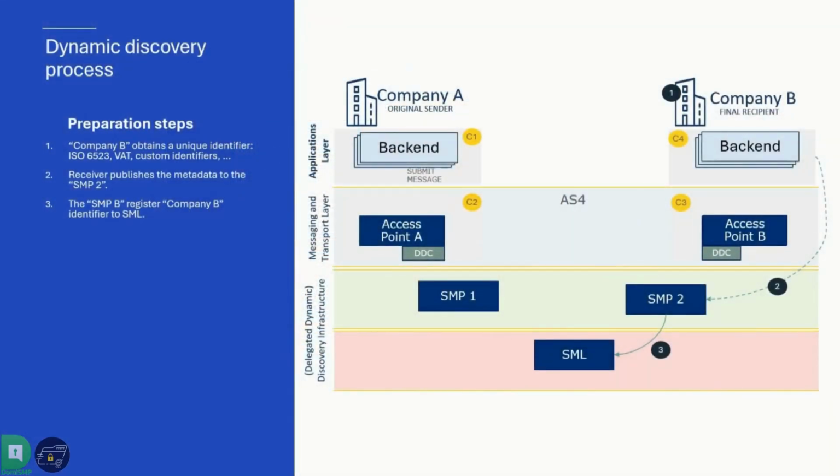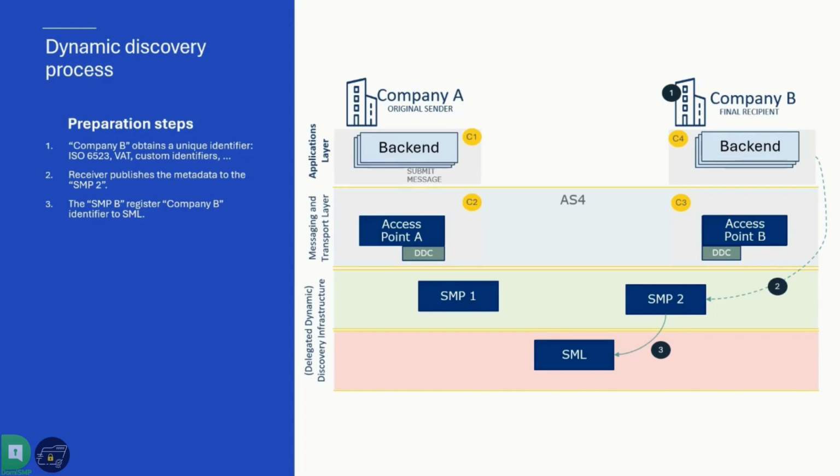Now, imagine a situation where company A needs to send a message to company B using a discovery infrastructure, and here is how it works. First, company B has already made all preparation steps. It obtained the unique identifier for the network, has already published its capability metadata to the SMP instance, which we will call SMP2, and SMP2 has associated the company B identifier with itself in the network SMS service.